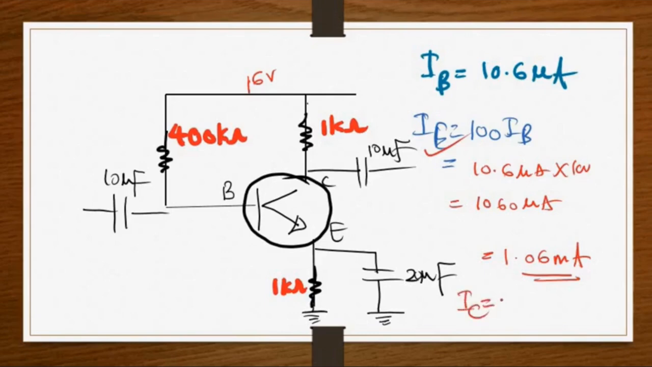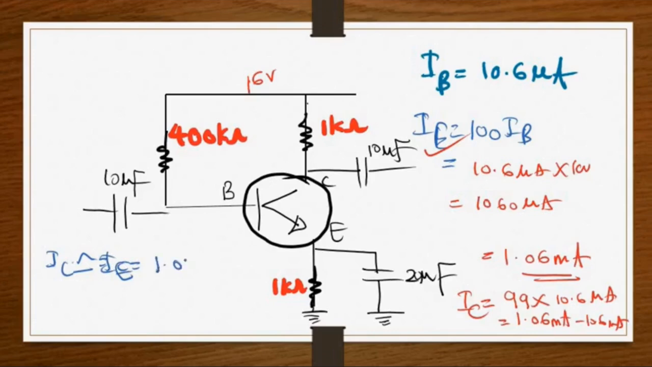See, we have a couple of methods to find it. We can multiply 99 into 10.6 microamperes, or you can subtract 10.6 microamperes from 1.06 milliamperes. So in any case, we can conclude IE is approximately equal to IC. So we can equalize these two, so we can conclude it's 1.06 milliamperes. Right, so we have IC and IE values both now. Then moving on to find the VCE value. Remember, we have done a small assumption here. We have taken IC equals IE.